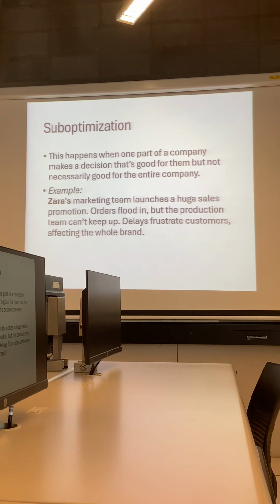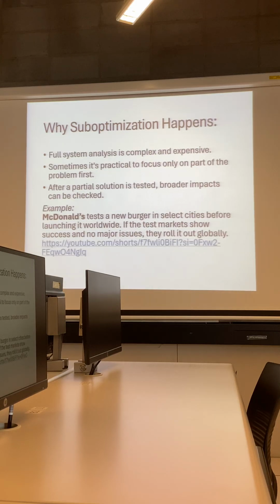You would like to have a campaign, but the production team cannot align, so the customer is dissatisfied. Okay, we call this sub-optimization. So why does this happen? Because every department has their own goal, their own key performance indicator. So full system analysis is complex and expensive.